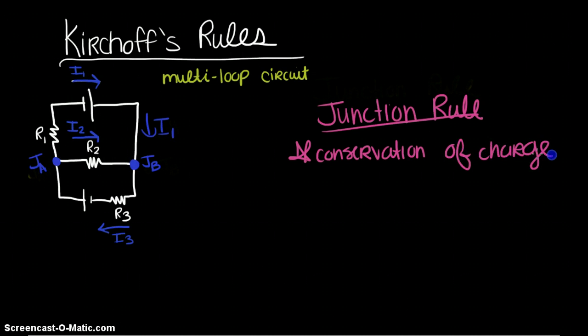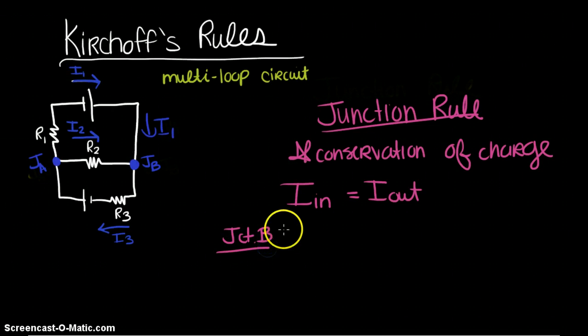What it says is that at a junction, the current into the junction must equal the current out of the junction. So for example, if I want to use Kirchhoff's junction rule for junction B, I can do that. Let me take a look at the currents coming in. That would be I1 plus I2, and the current going out would be I3.